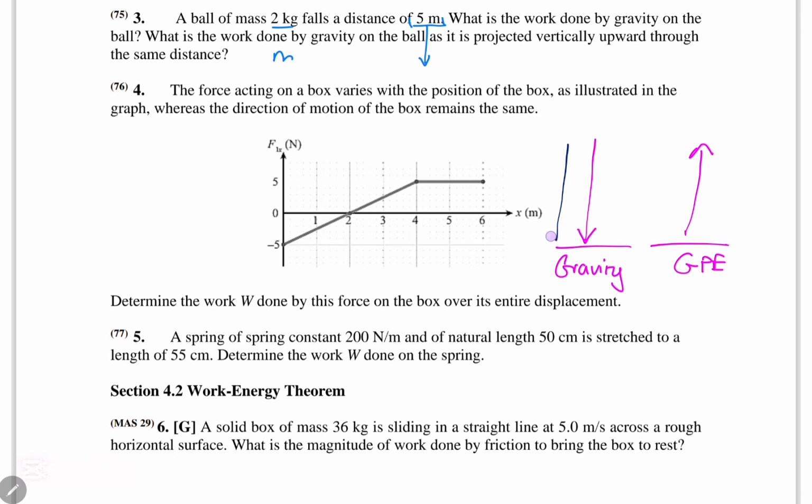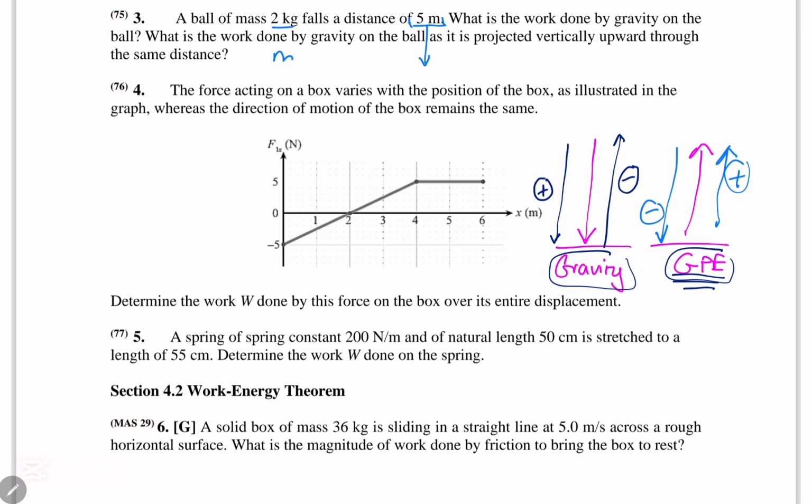So if my ball is falling down, then my work done by gravity is positive. If I threw my ball upwards, then my work done by gravity is negative. If they say work done against gravity, then they are referring to GPE, okay? Pay attention, work done against gravity, GPE. Work done against GPE is gravity, okay? Here, if my ball is falling downwards, then I'm going to have a negative work. If I throw my ball upwards, I'm going to have a positive work.